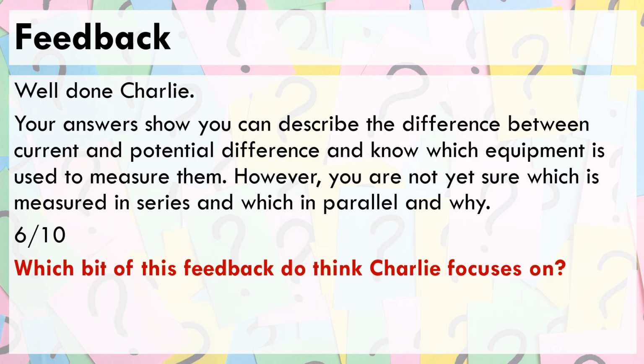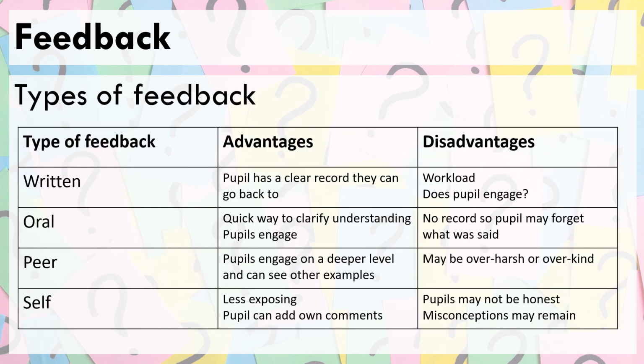So thinking about high quality feedback, imagine that this is written in Charlie's book. Which bit of this feedback do you think Charlie's going to focus on? Just have a little moment to read through this and see what you think. So we know that whatever kind of feedback we give to children, they tend to focus in on a grade really, rather than anything that we've written or told them about how to improve their work. So we need to think about that.